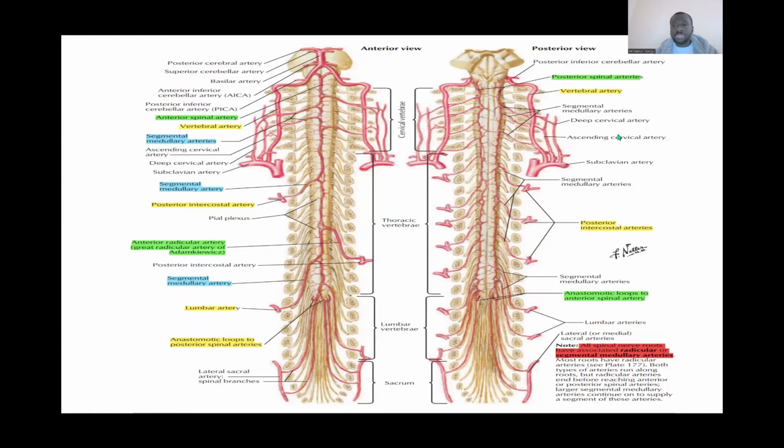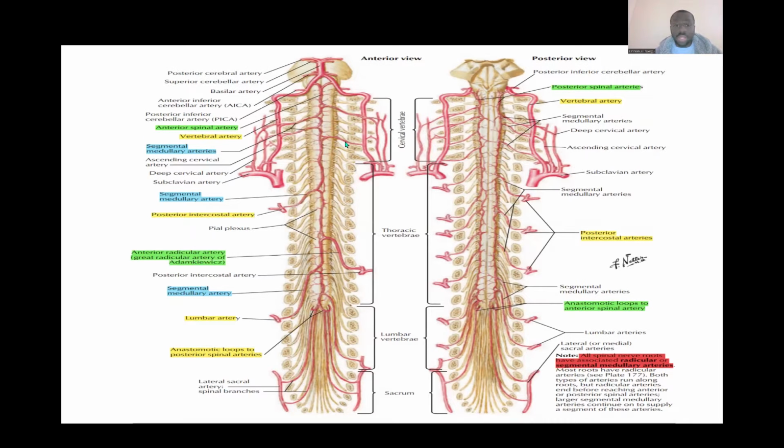So this image shows us the blood supply to the spinal cord. And we can see that on the anterior view, the blood supply is mainly from the anterior spinal artery, which is this longitudinal artery that runs all through the midline of the anterior surface of the spinal cord, just in front of the fissure, okay, the anterior spinal fissure.